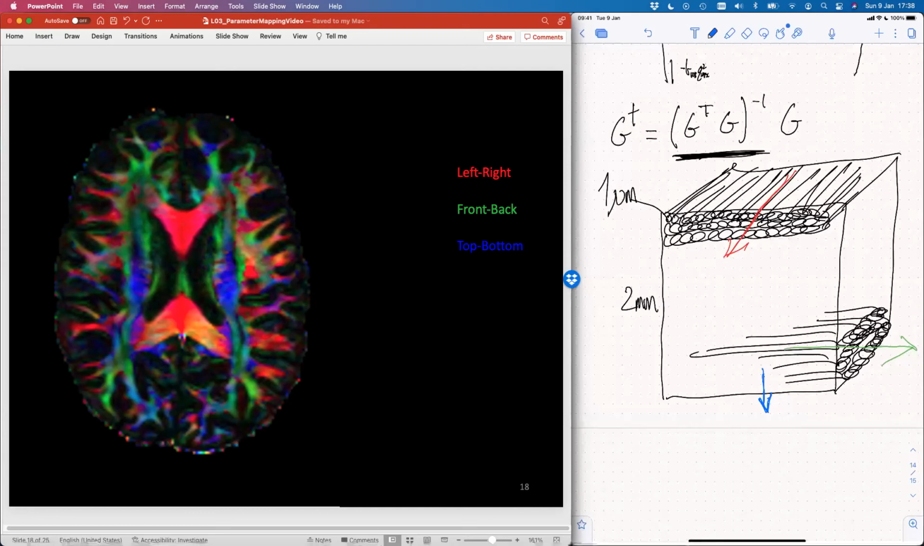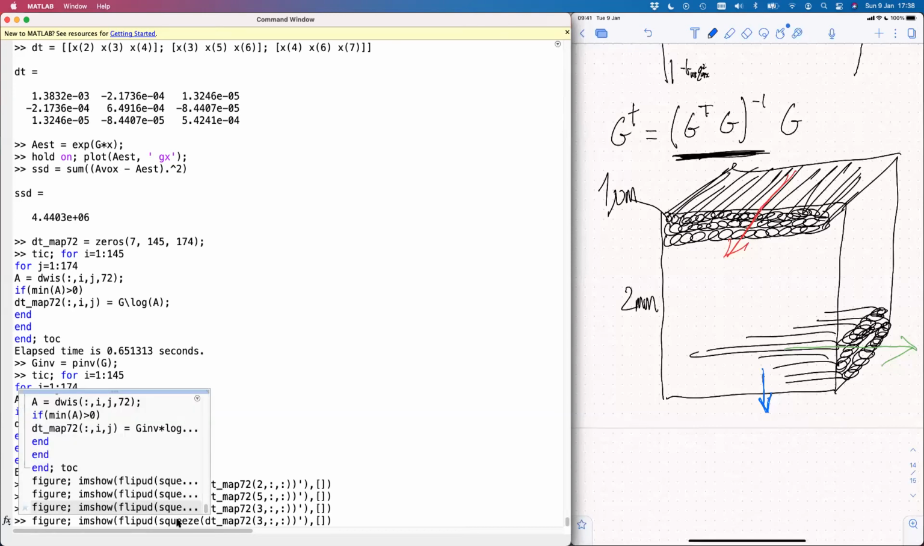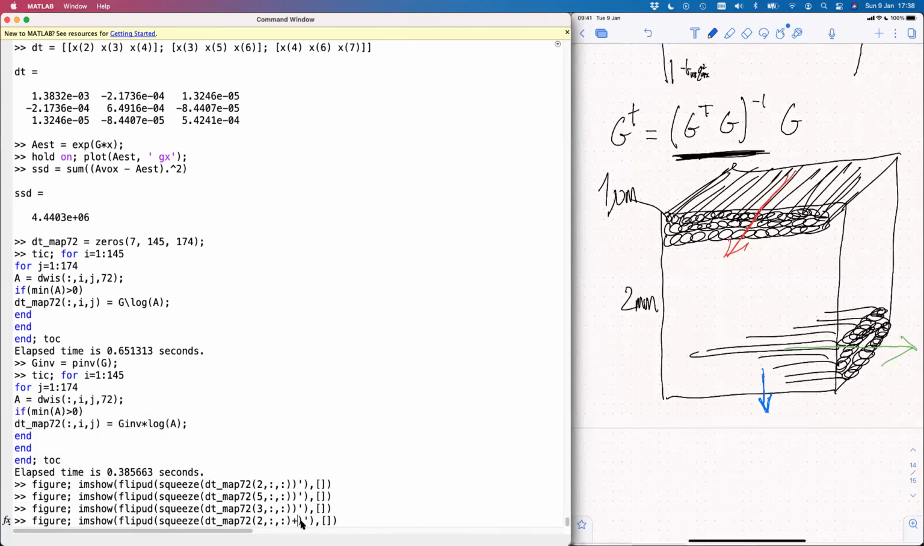Okay, so let's just go back to our MATLAB for a second. We'll just think about computing some of these interesting metrics. So the mean diffusivity is pretty straightforward to compute, of course, because it's just the sum of the three diagonal elements of the diffusion tensor. So I can adapt this command just above really quite easily and sum the three of them.